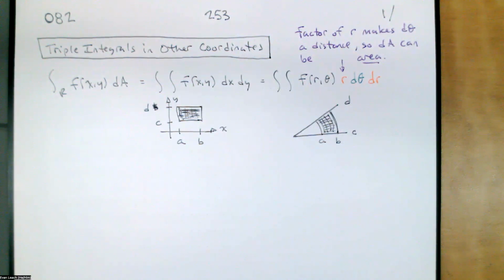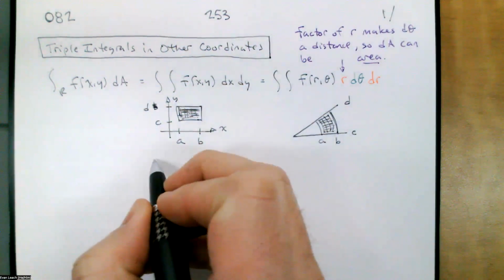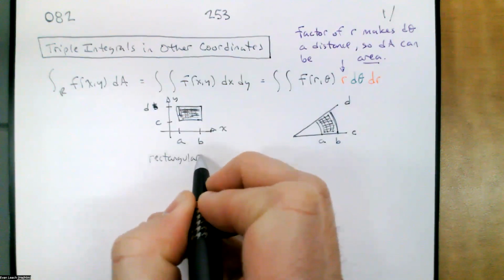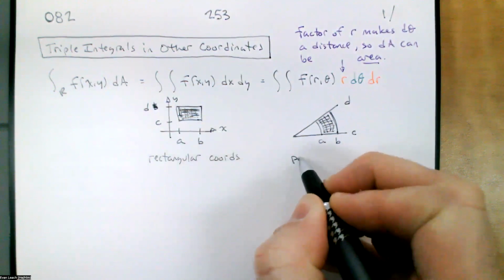So that's what we want to think of moving forward into triple integrals, because we're going to go from rectangular coordinates where x, y, and z are all distances and start replacing some of those variables with angles. So here we have rectangular coordinates.